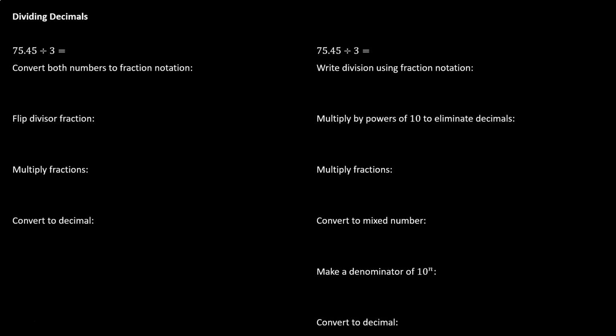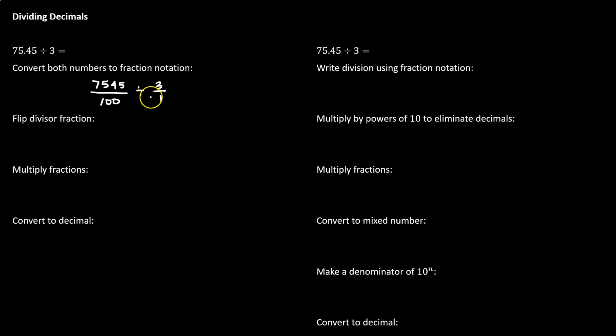Continuing on with our operations on decimals, we're now ready to talk about dividing decimals. Now there's a couple ways that we can do this. I'm going to show you two. First, we're going to convert both numbers to fraction notation. So if we're dividing 75 and 45 hundredths divided by 3, I'm going to write that as 7,545 over 100. And I'm going to divide that by 3, but if I write 3 as a fraction, that looks like 3 over 1.